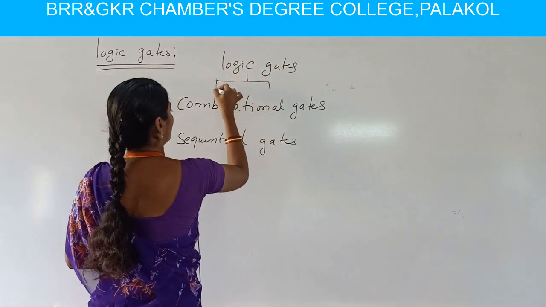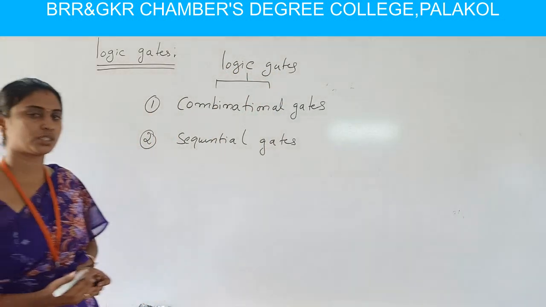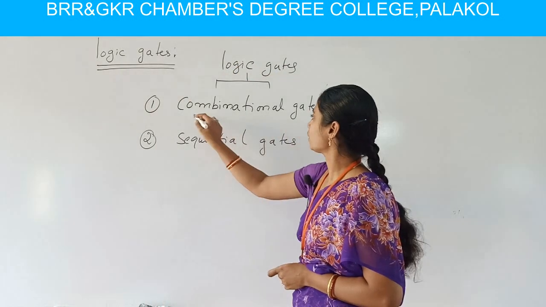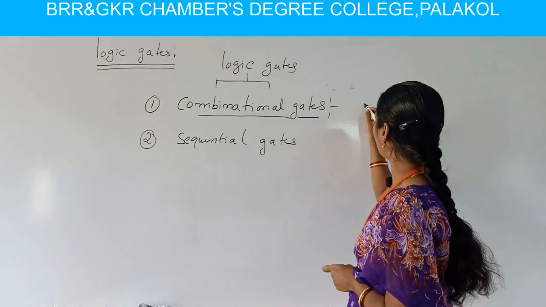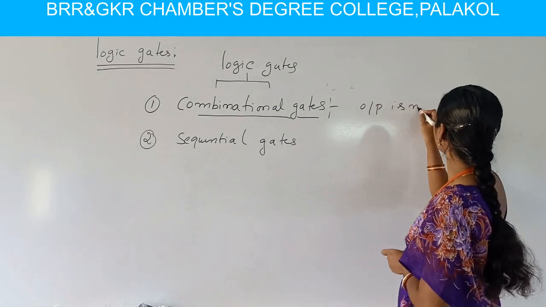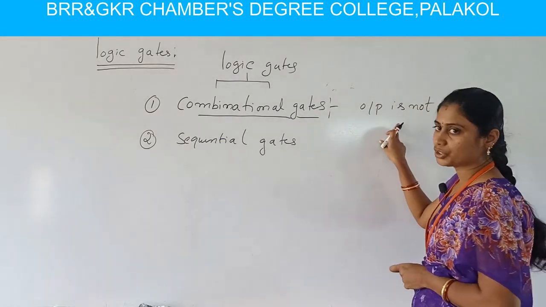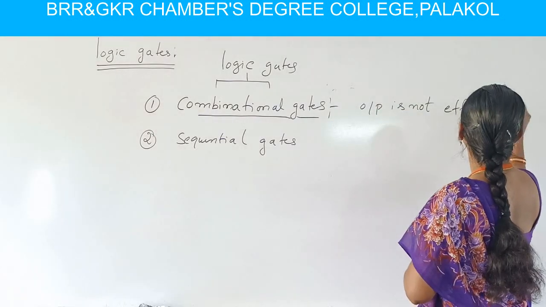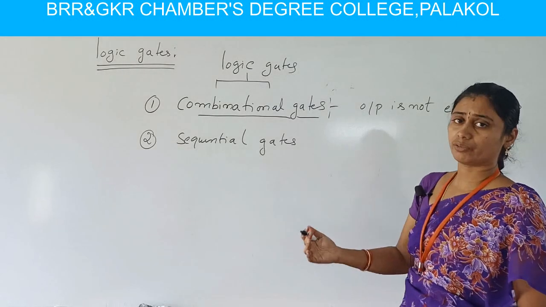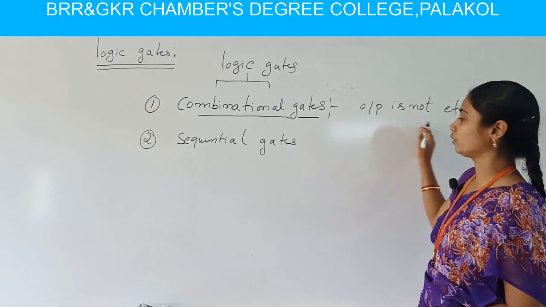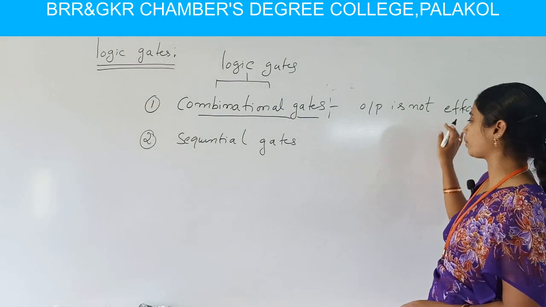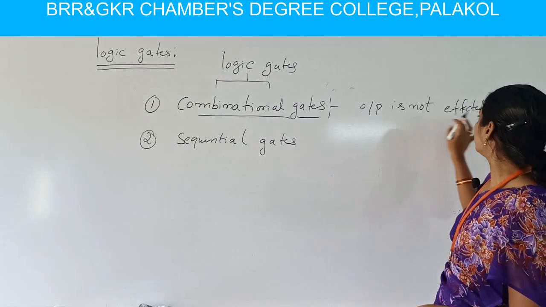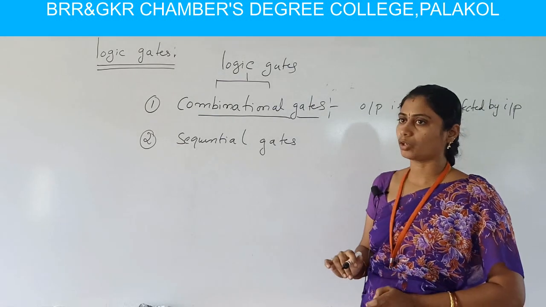There is a difference between combinational gates and sequential gates. In combinational gates, the output is not affected by the sequence of input. Whatever input voltage we give, it does the operation and gives the output voltage. It means the input does not affect the output.